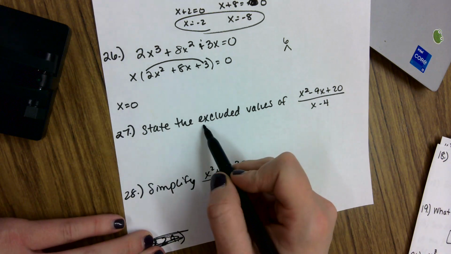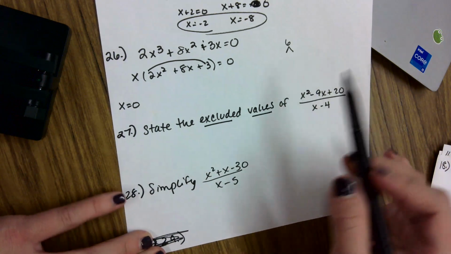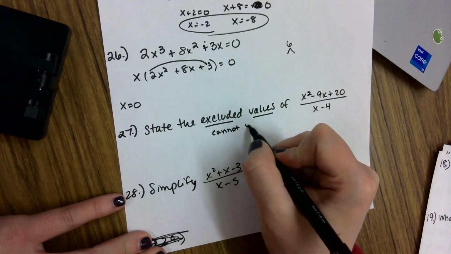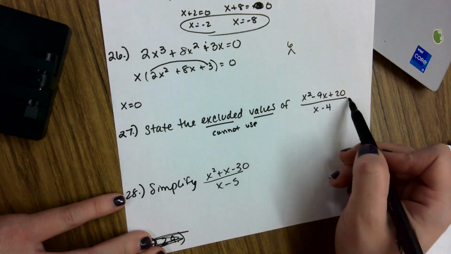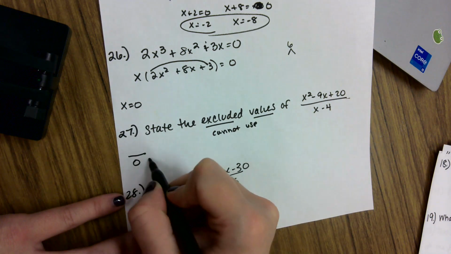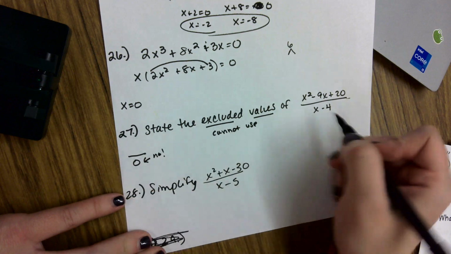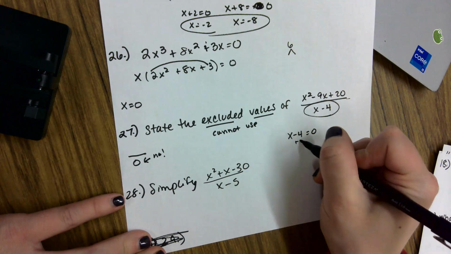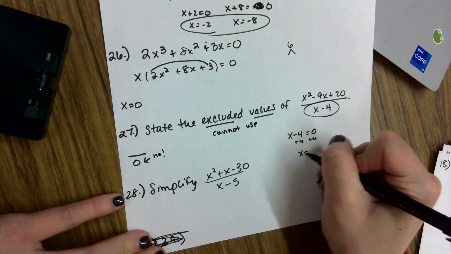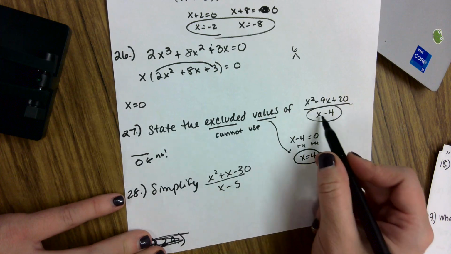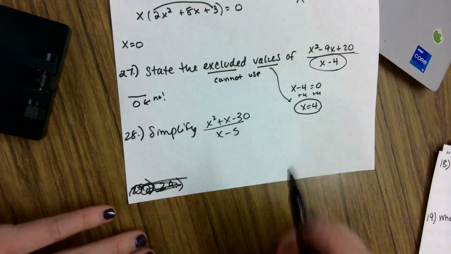27, state the excluded values. Well, we didn't really discuss this too much, but excluded value means values that you cannot use. We have fractions here, so we have division. And what can we not divide by? We can't divide by 0. This is a no-no. So what would make this equal to 0? 4. So the excluded value is 4, because if I use 4, then I get 0 in the denominator.